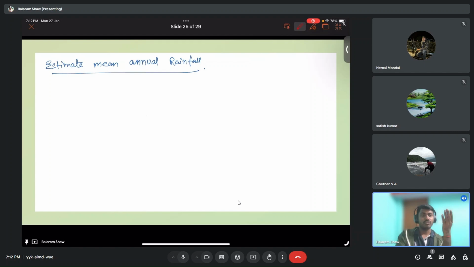let's say this 14 mm isohyet, what we are doing, this area, let's say this is A1, this is A2, A3, A4, A5. Okay, so what we are doing, A4 for this one, A4 into (16 plus 14) by 2. Okay, like that for each of the areas we are doing. We are summing it up and dividing it by the total area of the catchment, and we are getting the mean annual rainfall. Okay, next is the two axis method.